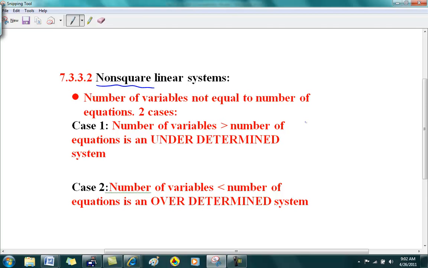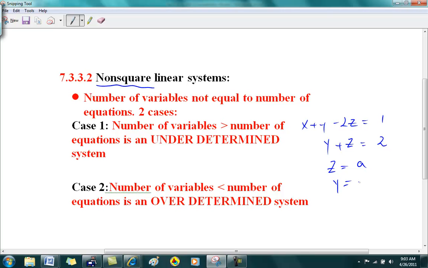For example, you can have a system like x plus y minus 2z equals 1 and y plus z equals 2. The number of variables is 3, the number of equations is 2, and it's an underdetermined system. The reason why it's called underdetermined is that imagine if I were to say that z is equal to a, where a is some number, whatever number I pick.